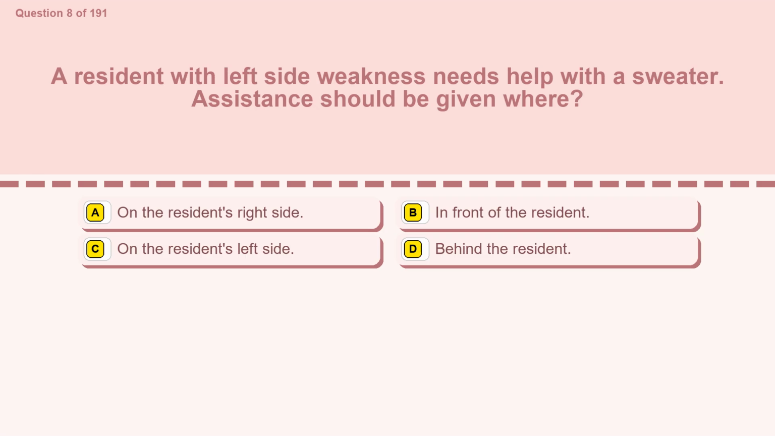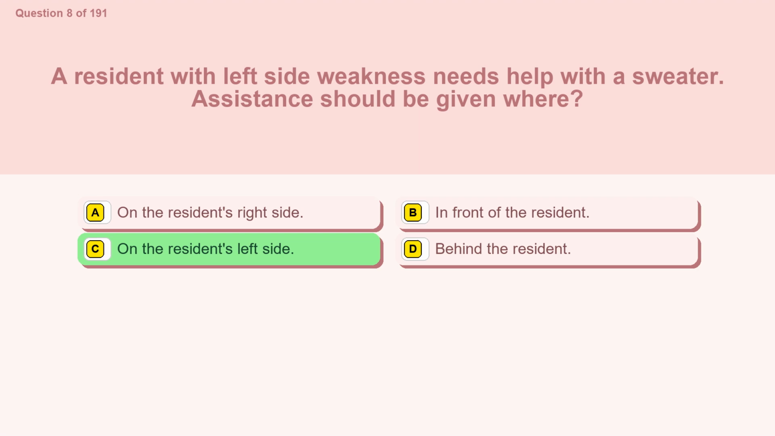Question 8. A resident with left side weakness needs help with a sweater. Assistance should be given where? Option A. On the resident's right side. Option B. In front of the resident. Option C. On the resident's left side. Option D. Behind the resident.